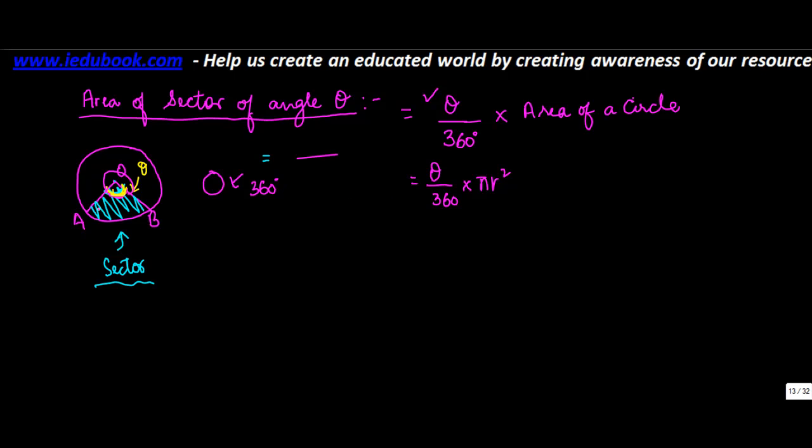Now, let's say we join A and B. Okay? So once you join this A and B, this area is there. And you also have an arc AB. Now let's say, suppose you have to find the length of arc AB. Okay? What will be the length of the arc AB?